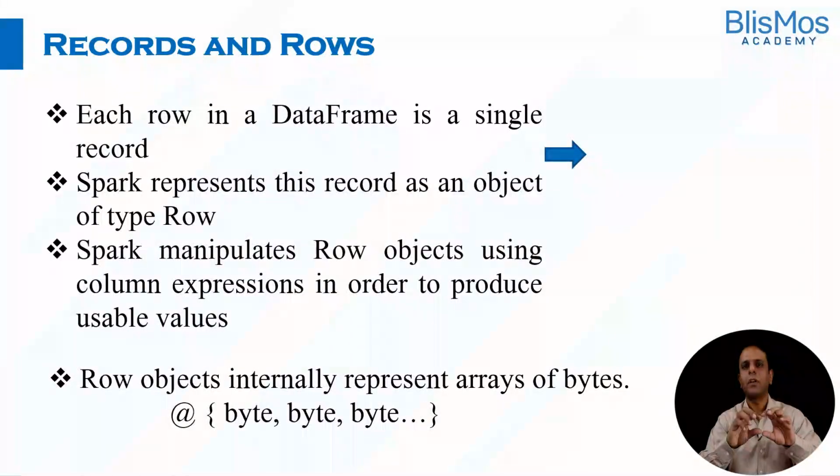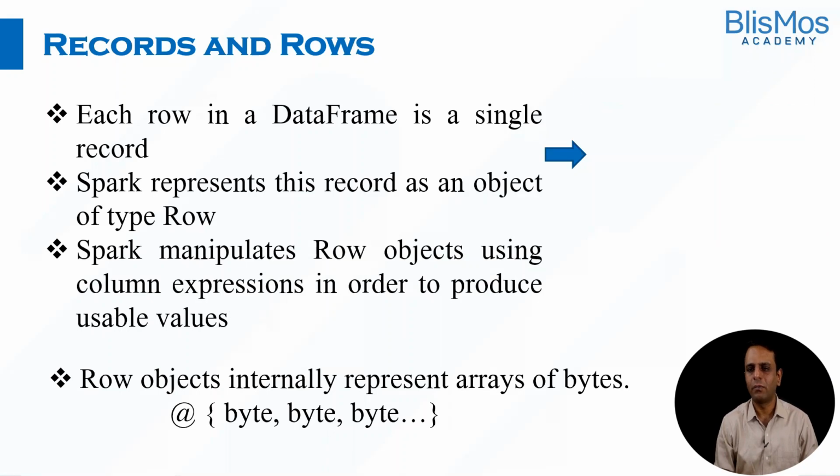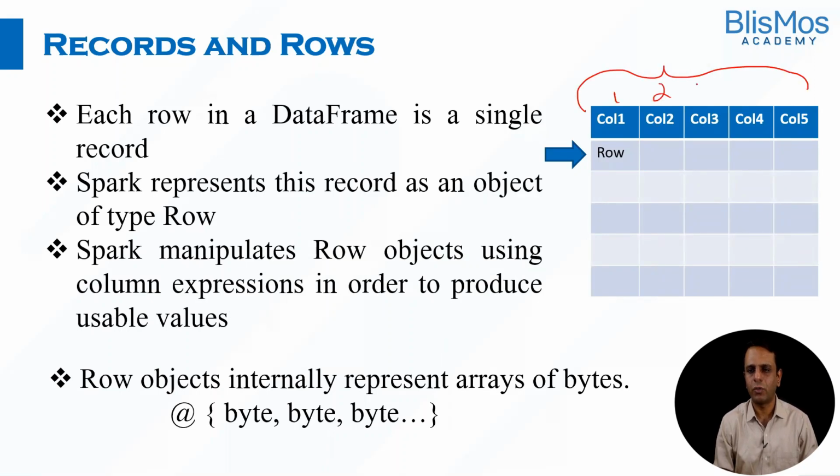Rows are the ones which run horizontally in a data frame, assuming that this is a data frame involving multiple columns 1, 2, 3, 4 and 5. So these are the rows. Each row in a data frame is a single record. We are used to calling them records in spreadsheets, or we refer to row and record interchangeably. Here we call this particular thing a row.